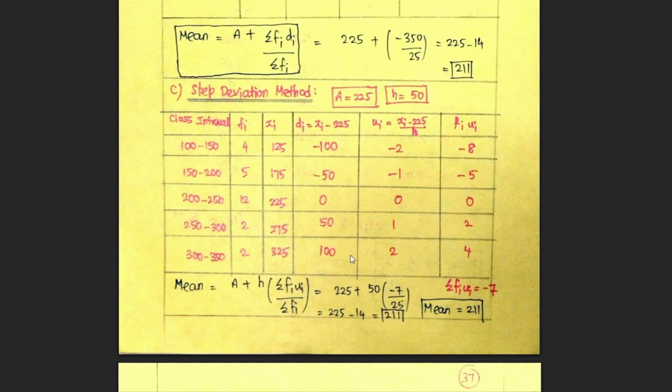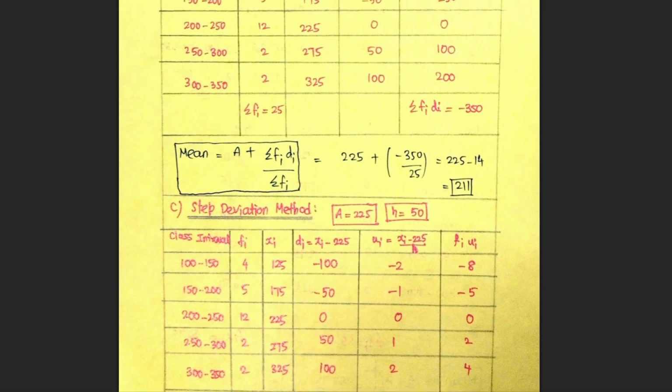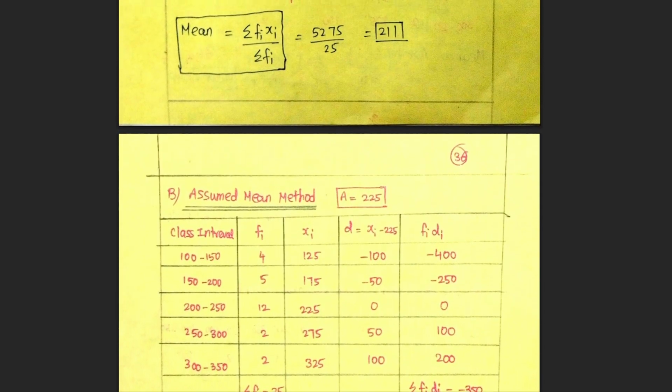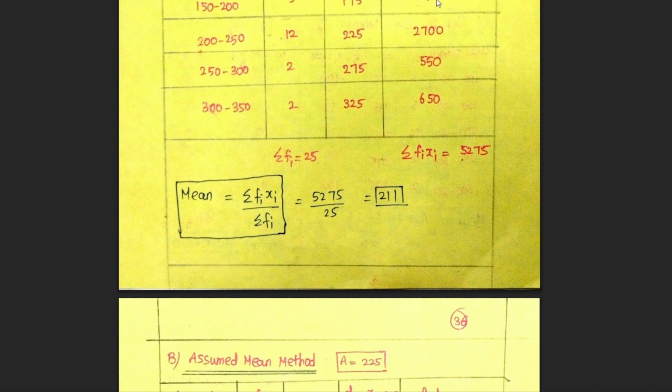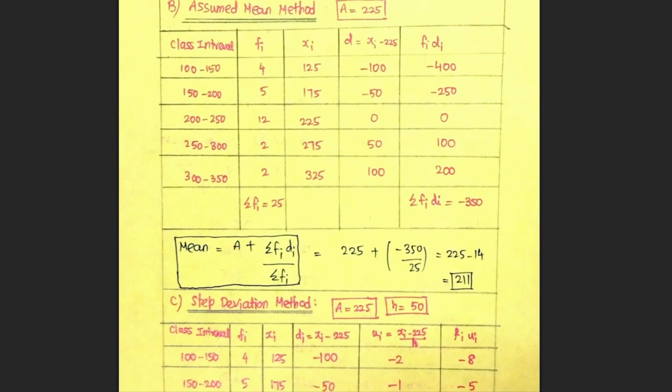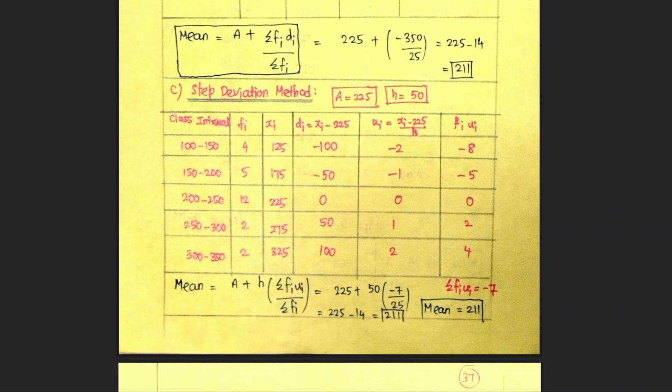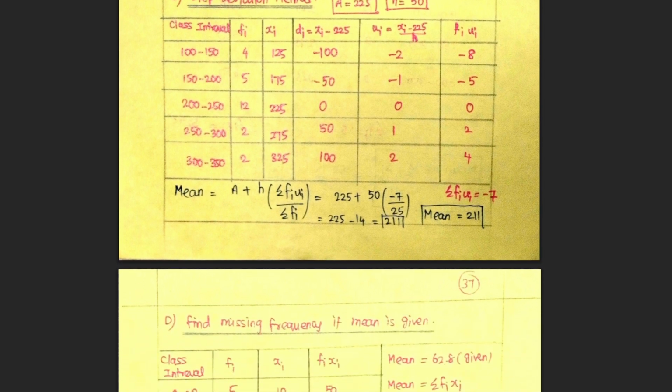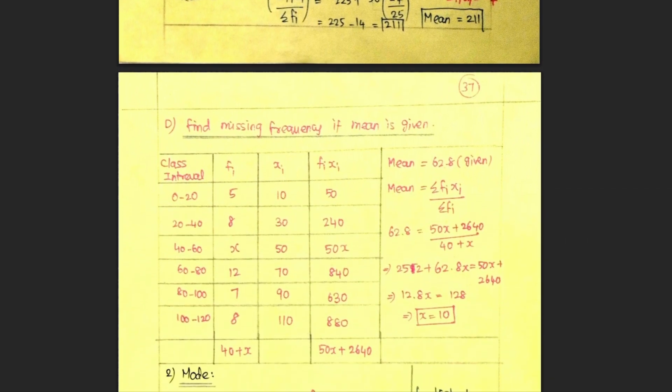So step deviation and assumed mean are a little bit simpler in terms of calculation, because in the direct method you got a lot of big numbers. Like for example, if you see the direct method, you got this 2700. You have to multiply 12 with 225 and all. So that involves a lot of time. In both these methods, you can save a lot of time. So step deviation is probably the easiest one for finding. You can use this method instead of the direct method.